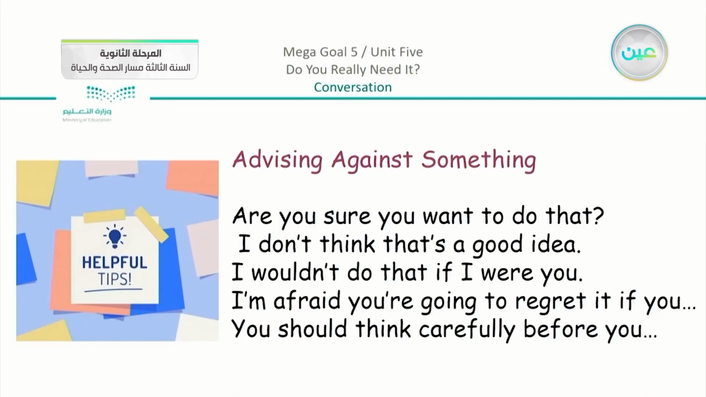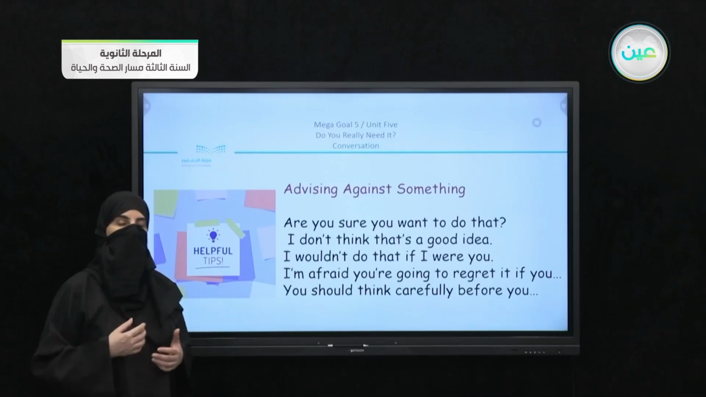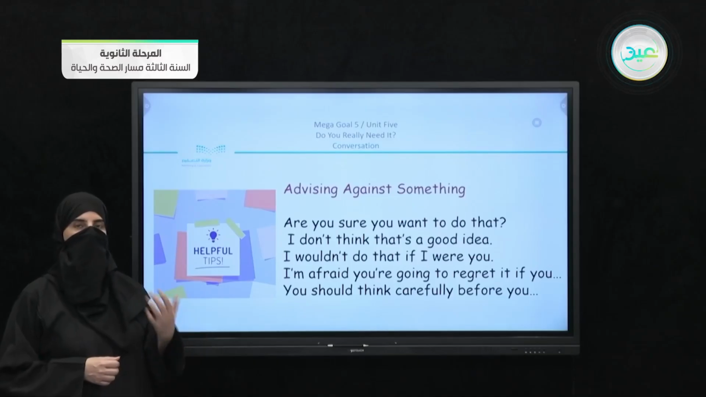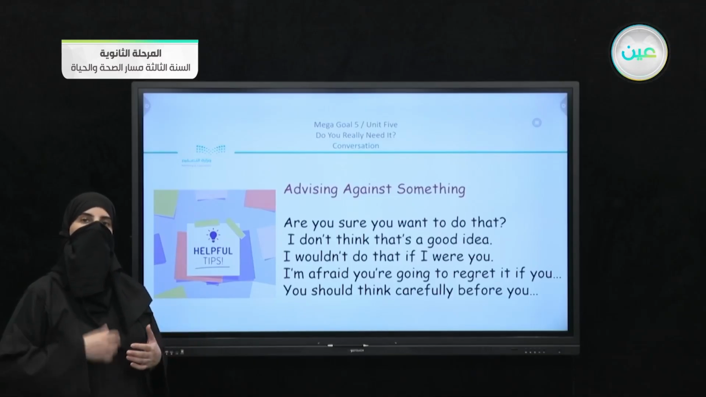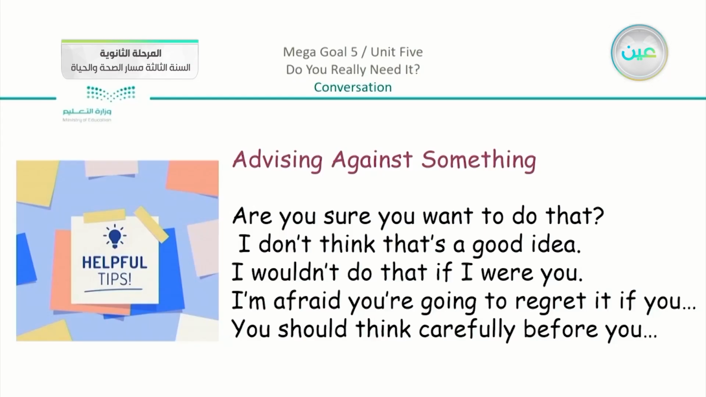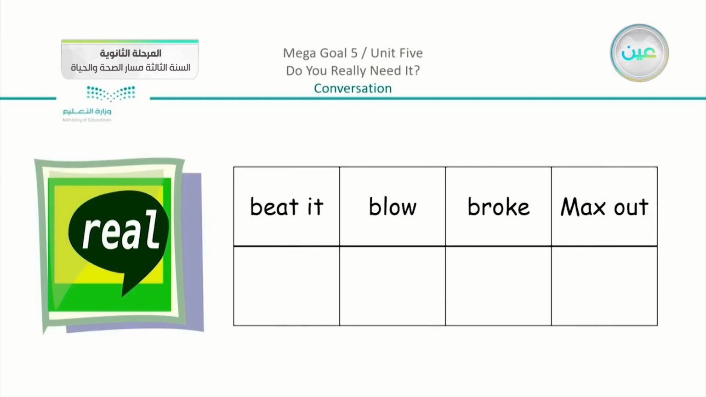I'm afraid you're going to regret it if you, and give your advice. So like here, Farah said, I'm afraid that you're going to regret it if you spend more money. So here we do have the phrase, and you can complete it based on the incident that is happening. And we have the last phrase, you should think carefully before you. You can complete it with whatever topic you are talking about, but it also shows that you are not agreeing and you are advising against what you are talking about. So we have these phrases. They show advice against something.